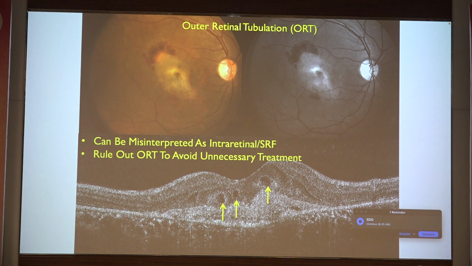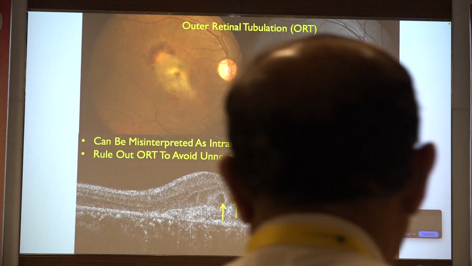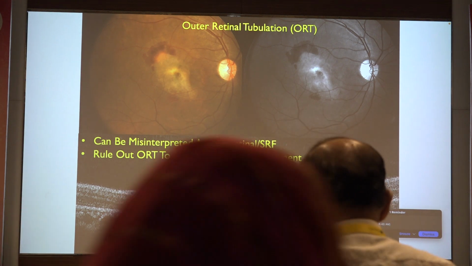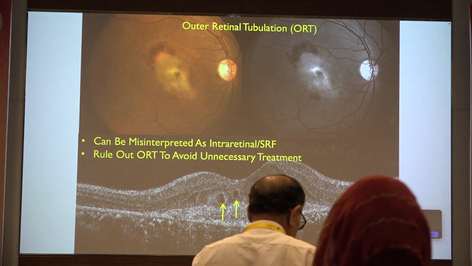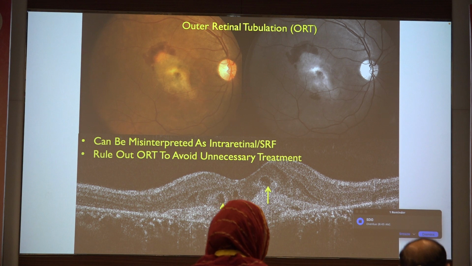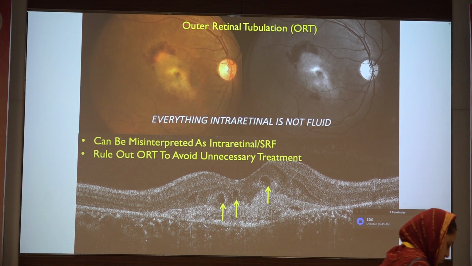The other mimicker is outer retinal tubulation. Many of you may have heard about it. This is due to photoreceptor regeneration. There is an inner lining to these, and these are not typical subretinal fluid. You need to be careful.